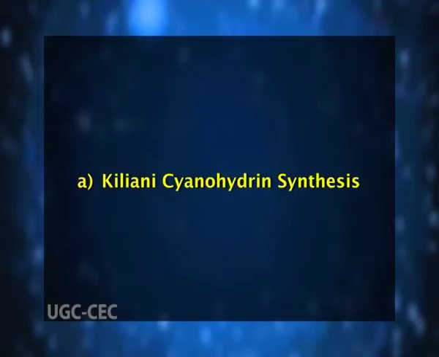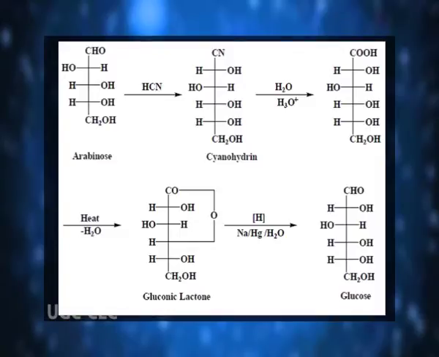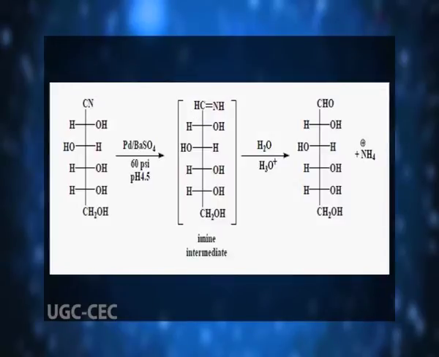First one is Kiliani cyanohydrin synthesis. This reaction is used for ascending the series. The sugar is treated with hydrogen cyanide, HCN, to give the cyanohydrin, which is then hydrolyzed to give the acid, then lactonized and reduced. The mixture of cyanohydrins can be converted into a mixture of aldoses by catalytic hydrogenation, and these aldoses can be separated.